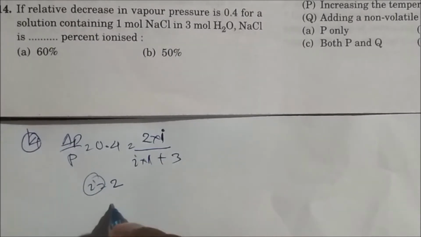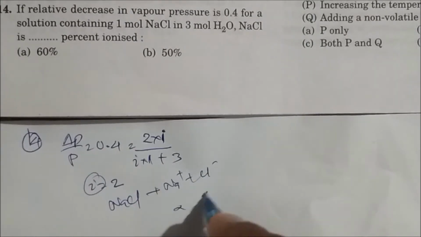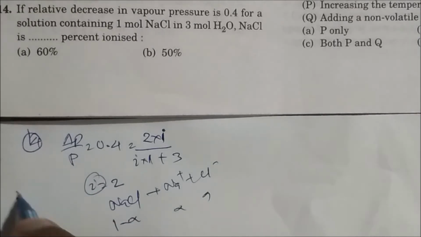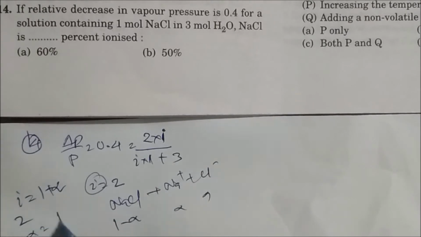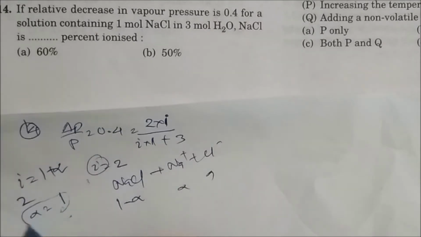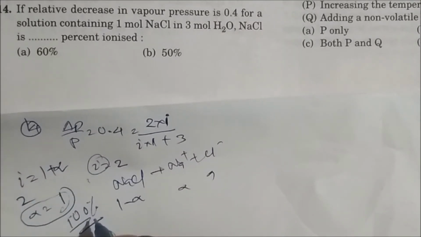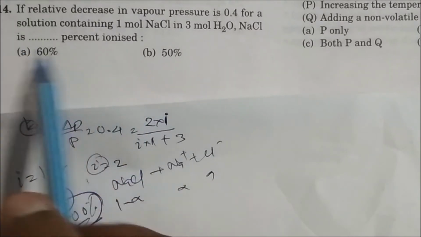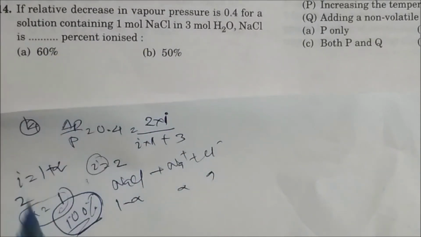Now what is i? NaCl splits into Na plus and Cl minus, so this will be alpha and alpha, and this will be 1 minus alpha. So i is equal to 1 plus alpha, that is 2. So alpha is equal to 1, which means whenever alpha is 1, it is 100% dissociated. So the answer is 100%. NaCl is 100% ionized in this question.